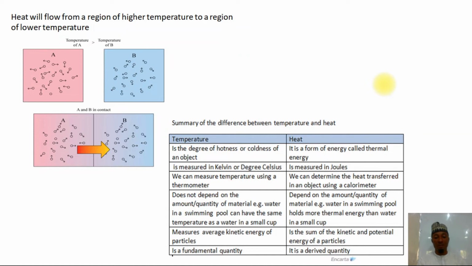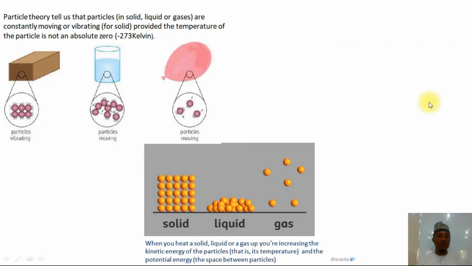Temperature measures the average kinetic energy of a particle, and then heat measures the sum of not just the kinetic, but also the potential energy. Temperature is a fundamental quantity, and then heat is a derived quantity.